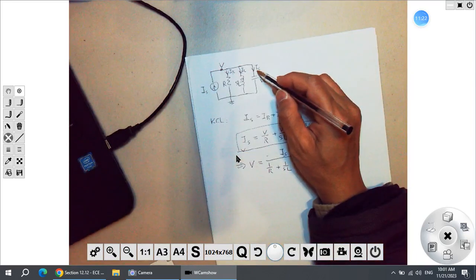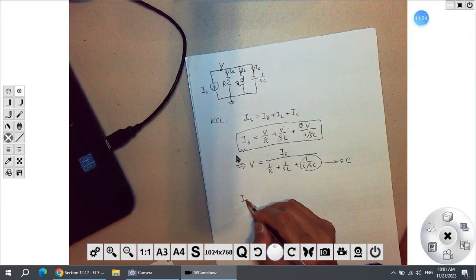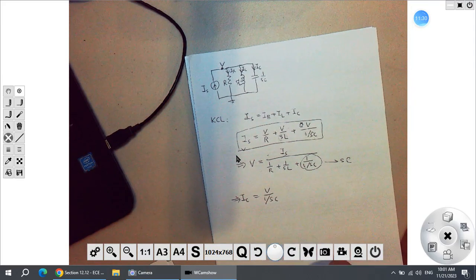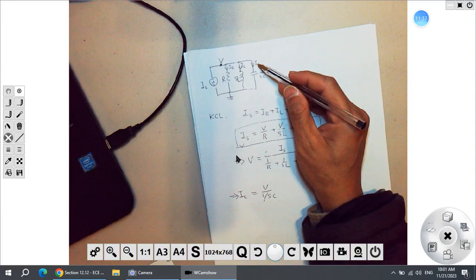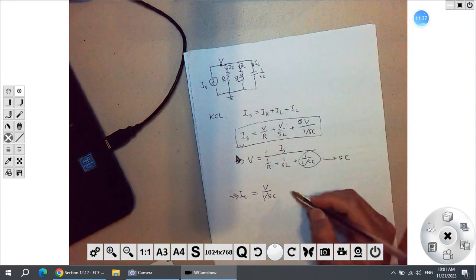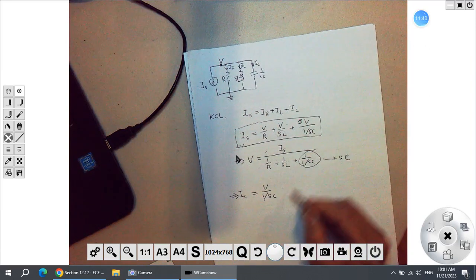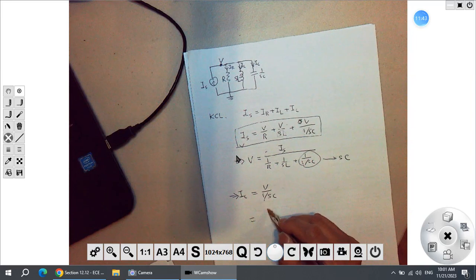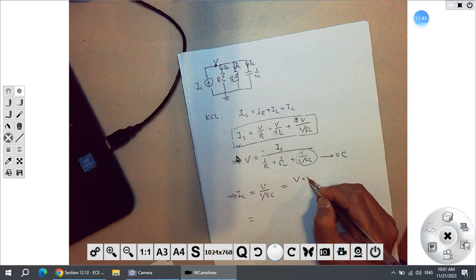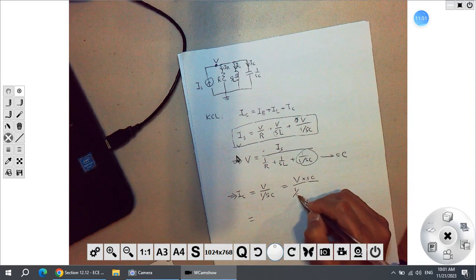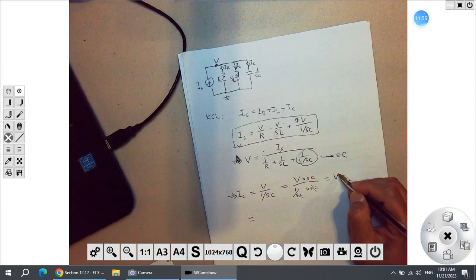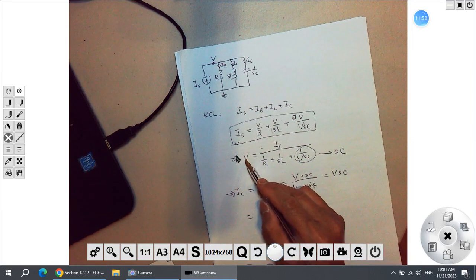We want to find IC, right? IC will be V over 1 over SC. You consider this as R, V over I, like Ohm's law. Then V is this. One more step: I can write this as V times SC, and here 1 over SC times SC, this can be cancelled, right? So it is V times SC. And then V is this one.